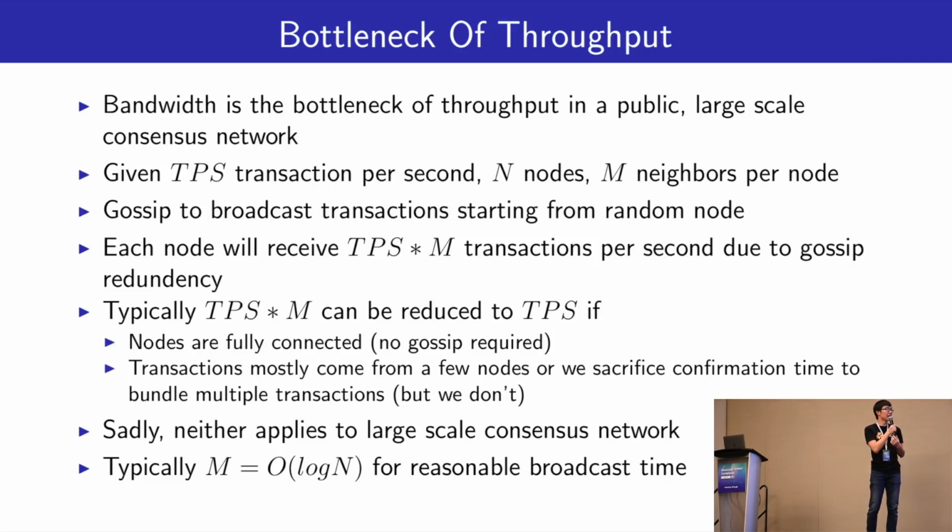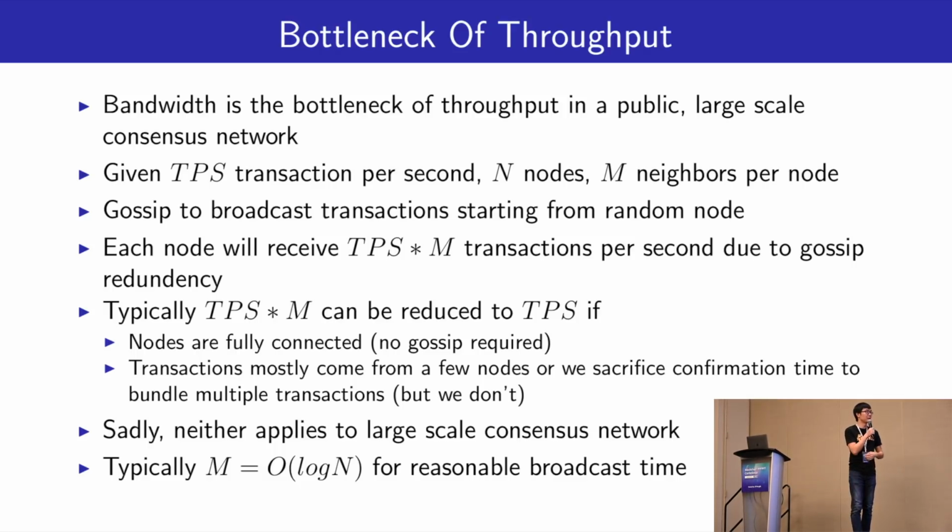In another scenario, if the transactions mostly come from a few nodes out of all the nodes in the network, or we are willing to sacrifice confirmation time in order to bundle the transactions into a larger block, then we can send the bundle hash first, and when someone wants the content, he can request it from the neighbors. By doing that, we can get rid of the redundancy. That's why we mentioned transaction redundancy, not block redundancy, because a transaction is small and doesn't apply to the second condition. Sadly, neither condition applies for a large-scale consensus network. So we have to face a large redundancy factor in the network.